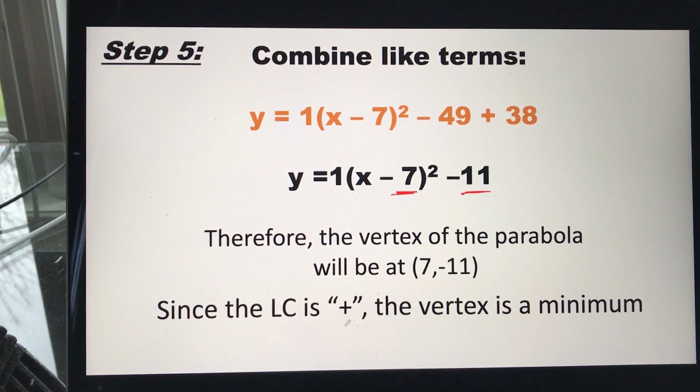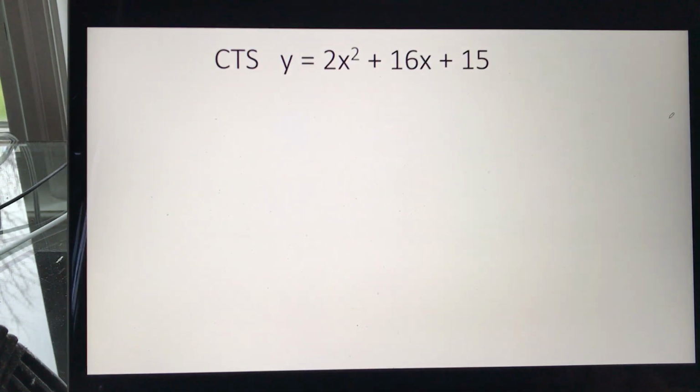Now, since the leading coefficient is positive, the vertex is a minimum. So I would know it would open up. I would go over to 7, negative 11 down here, and it would open up like that. Let's try this one.